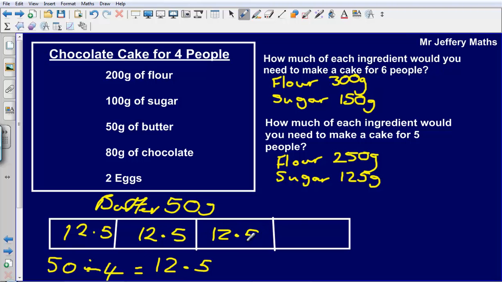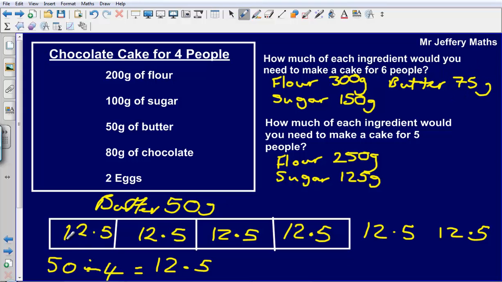How much am I going to need for 6 people? Well, I've got 4 of these 12.5s already. I'm going to need 2 more. So it would be 6 times 12.5, which would give me 75 grams. For 5 people, it's going to be 12.5 plus 12.5 plus 12.5 plus 12.5 plus 12.5. And so for 5 people I could say that butter is going to be 62.5 grams.